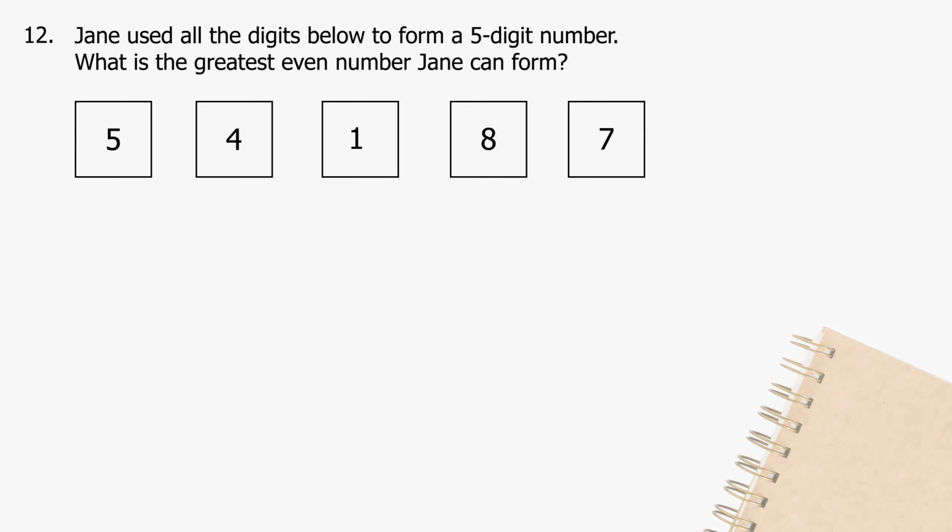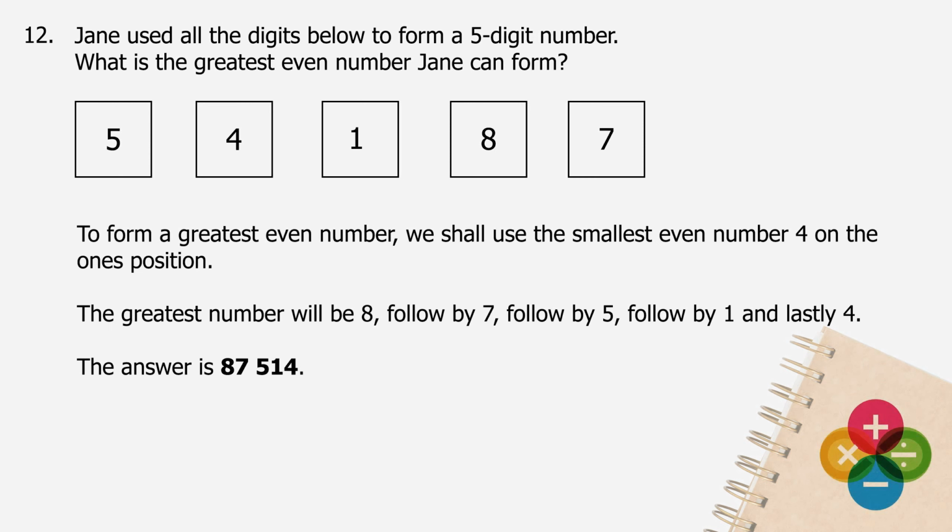Question 12. Jane used all the digits below to form a 5-digit number. What is the greatest even number Jane can form? To form the greatest even number, we shall use the smallest even number 4 on the ones position. The greatest number will be 8, followed by 7, followed by 5, followed by 1, and lastly 4. The answer is 87,514.